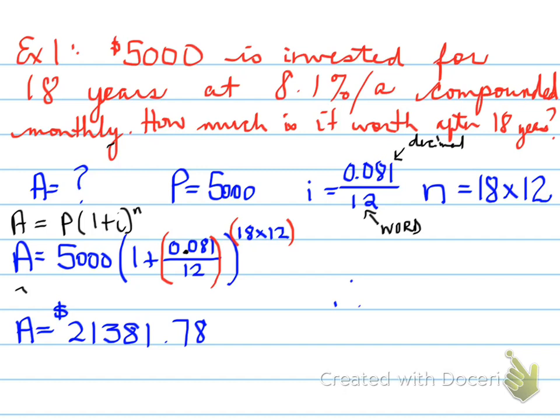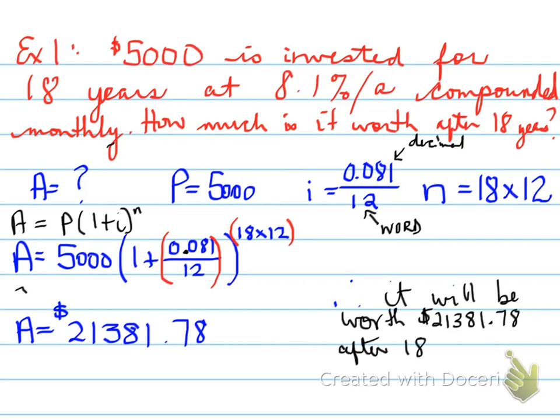Therefore, it will be worth $21,381.78, and that's right, we have to round it to 2 decimal places because it's money, folks, after 18 years. So make sure that you give me a therefore statement in the end.